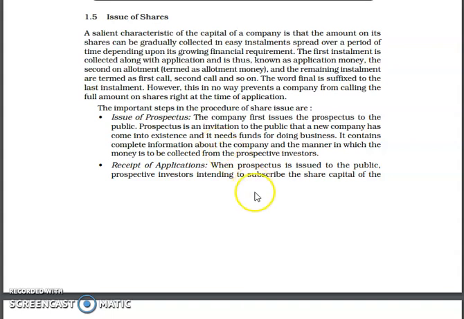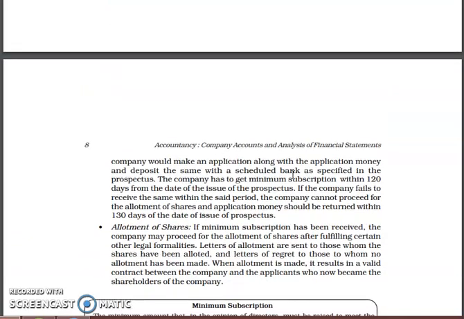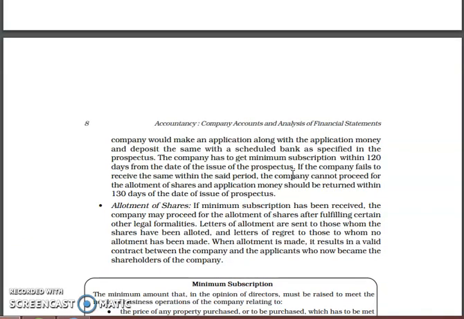The second one is receipt of application. As soon as the prospectus is issued, the subscribers or the public are allowed to buy the application forms, and there are certain conditions under this. You can go through your textbook. The next one is allotment of shares. This is very important, and you have to note down certain points. What is allotment of shares?